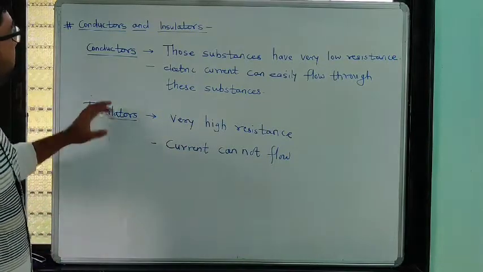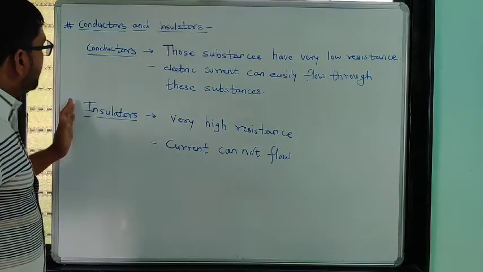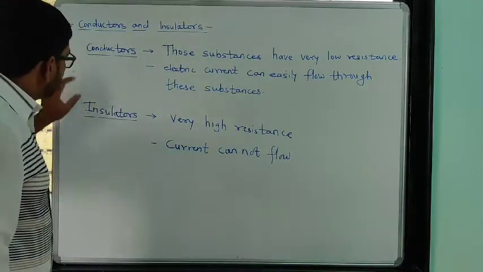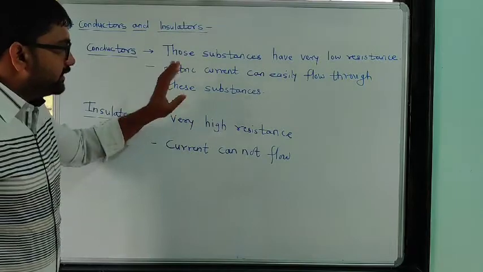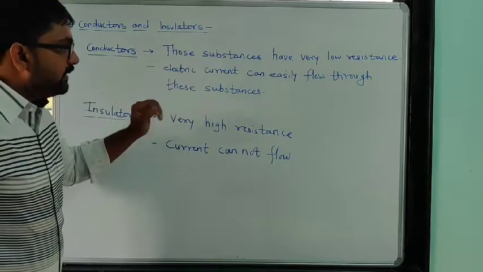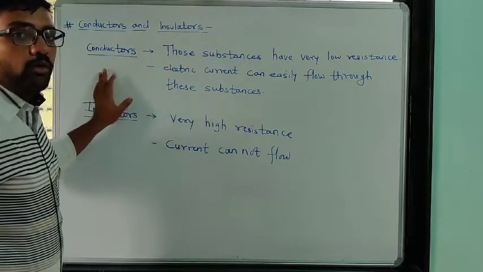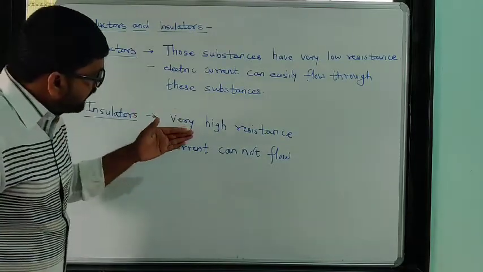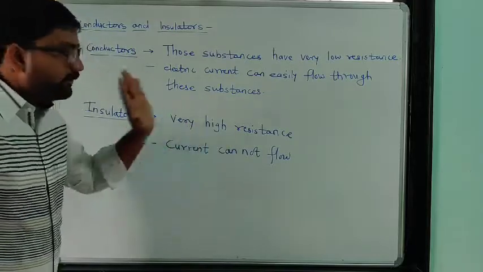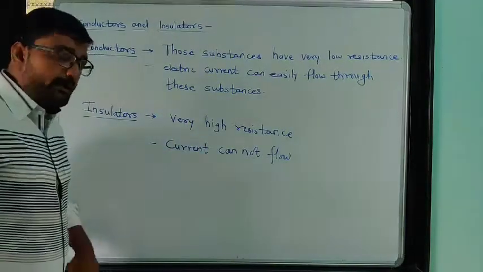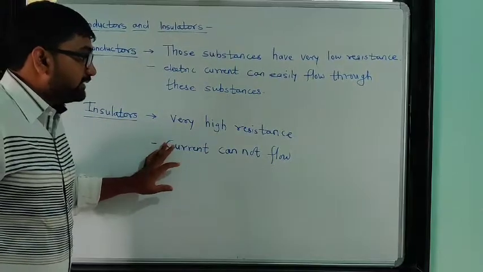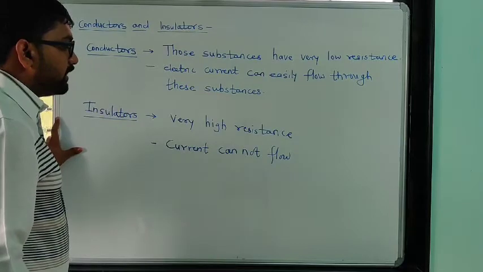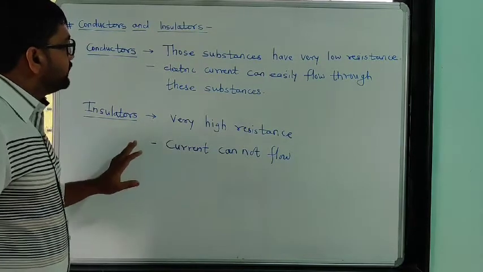Okay, so these are the two types of substances we can divide on the basis of conductivity: the conductor and the insulator. If resistance is very low and electric current easily passes, then these substances are called conductors. And if electric resistance is very high and current cannot flow through those substances, then such substances are called a what? Insulator. Okay, so that is about conductors and insulators.